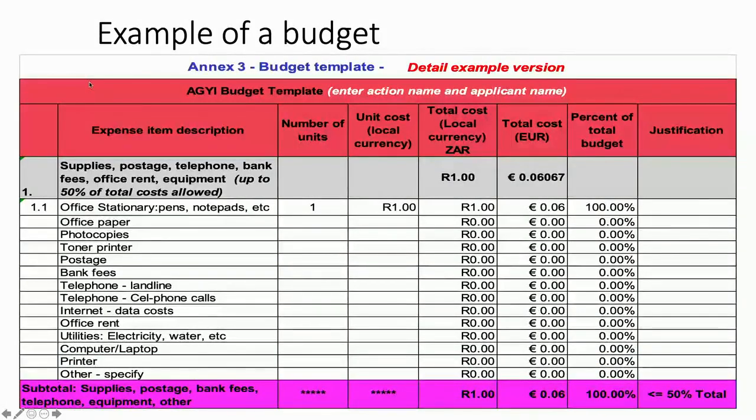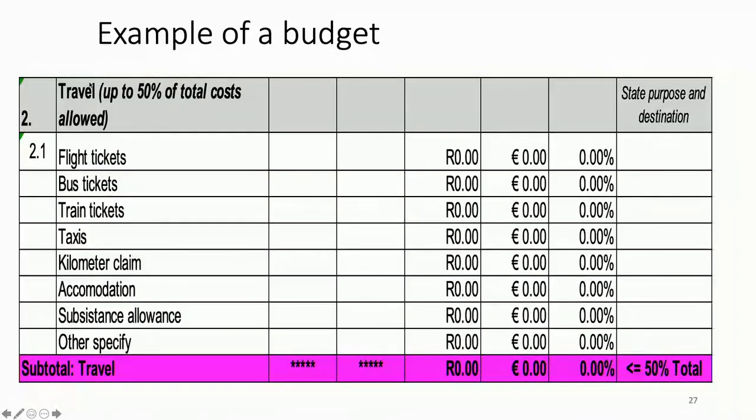Sorry, let's just go back. Your office cost, you need to specify, and it may not be more than 50% of the total budget. So if the project is 2,000 to 10,000, you can maximize 50% of the 10,000 to go to your supplies, office, your first budget line. It may not exceed 50%. The second budget line, travel. This may also not exceed 50%.